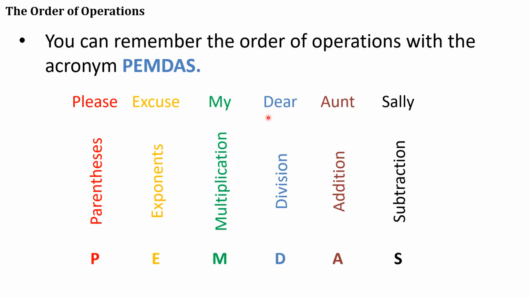And we also remember that we do this in order from left to right. Then we have "Aunt," and we use the letter A to symbolize addition, and "Sally" meaning subtraction. Again, we do addition and subtraction from left to right. But you can memorize it each way. You can memorize it with the acronym, you can memorize it with that little silly sentence, or you can just memorize the order as it's supposed to be: parentheses, exponents, multiplication, division, addition, and subtraction.